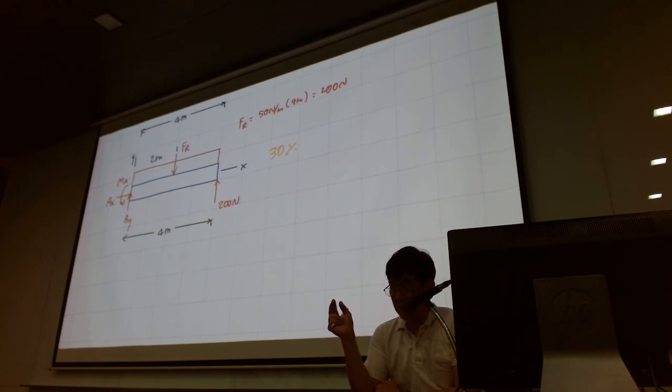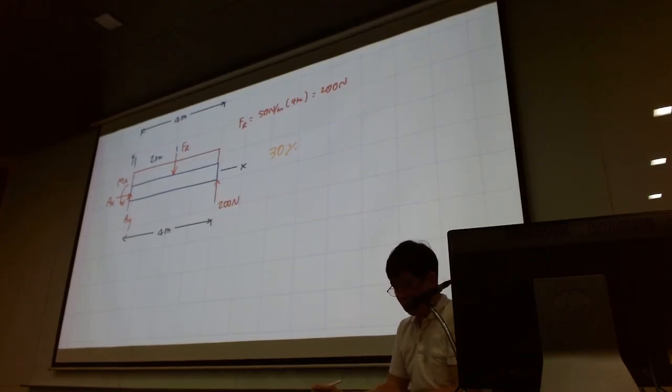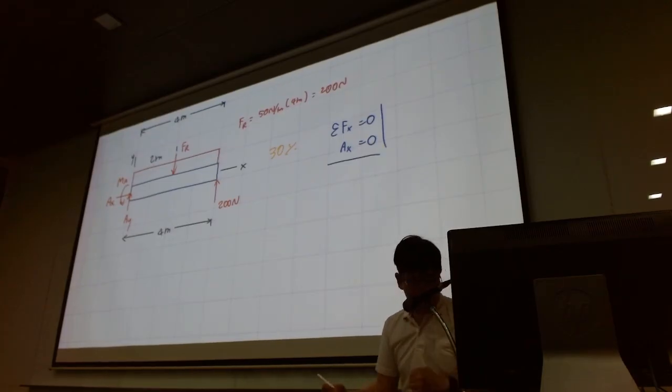Then you have to put the FR at the X bar. So it's going to be 2 meters. That's for the uniform loading. Then AX equals 0. Usually that's worth 10%.